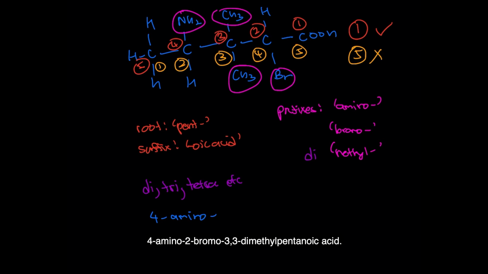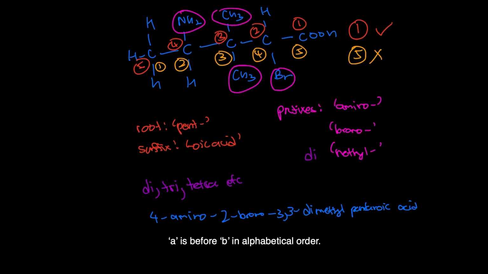4-amino-2-bromo-3,3-dimethylpentanoic acid. A is before B in alphabetical order.